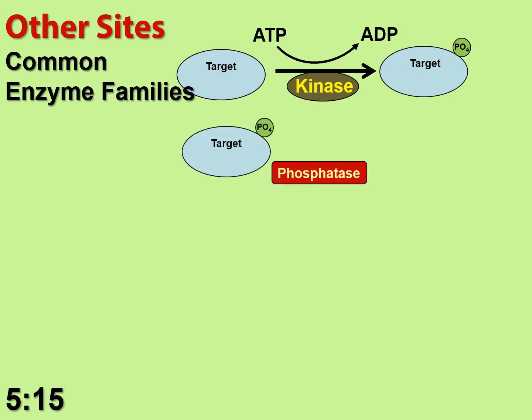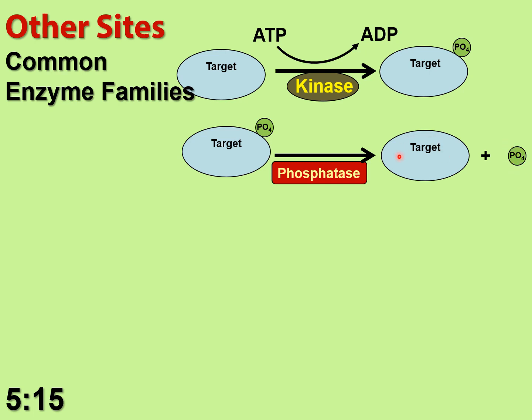What will reverse this type of signal or this type of change is what is called a phosphatase. Phosphatase, not phosphorylase. You'll see those words, but it's phosphatase. So a phosphatase only catalyzes the removal of that phosphate. It doesn't transfer it back to ATP. It just pops it off. And so now we have a target that's no longer phosphorylated, and we have what's called inorganic phosphate out here.